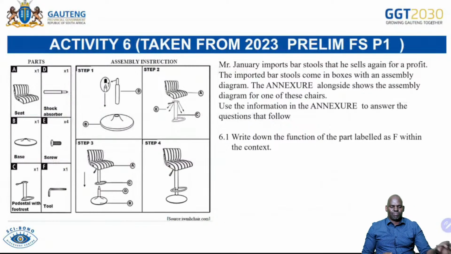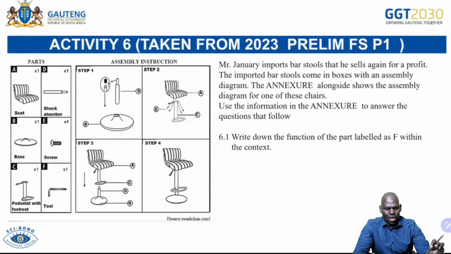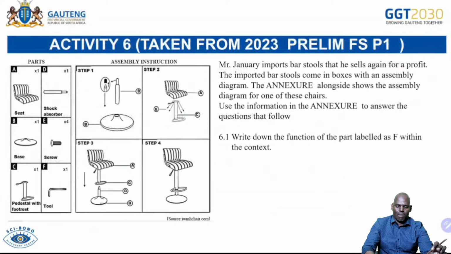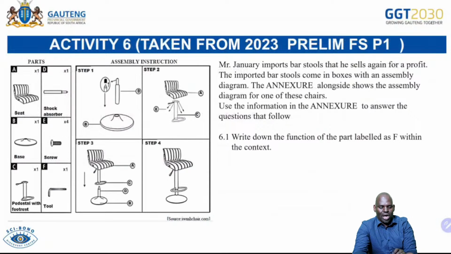Okay, activity 6. This is taken from Free State Prelim 2023. It must be paper 2, not paper 1, sorry. So it must be paper 2. We say, Mr. January imports bar stools that he sells again for a profit. The imported bar stools come in boxes with an assembly diagram. The annexure alongside shows the assembly diagram for one of these chairs. Use the information in the annexure to answer the questions that follow.